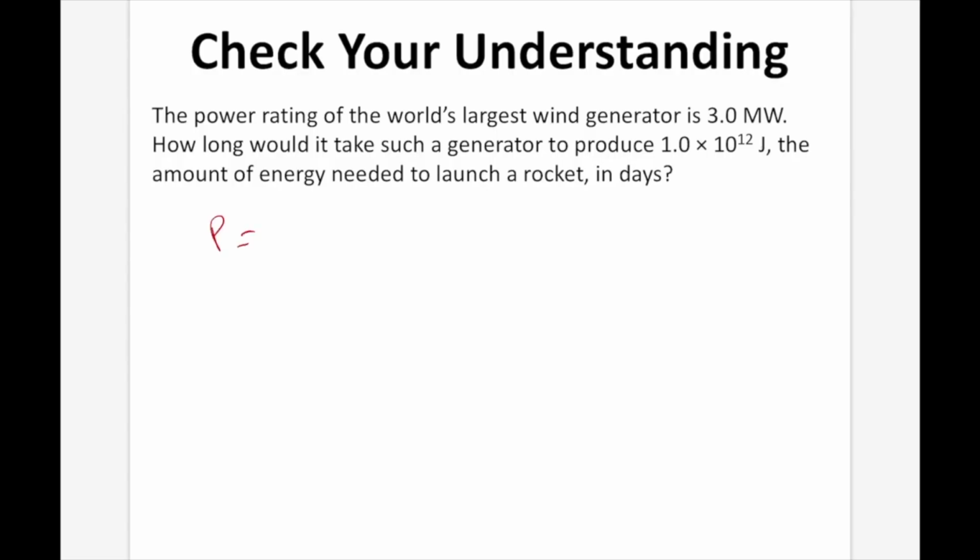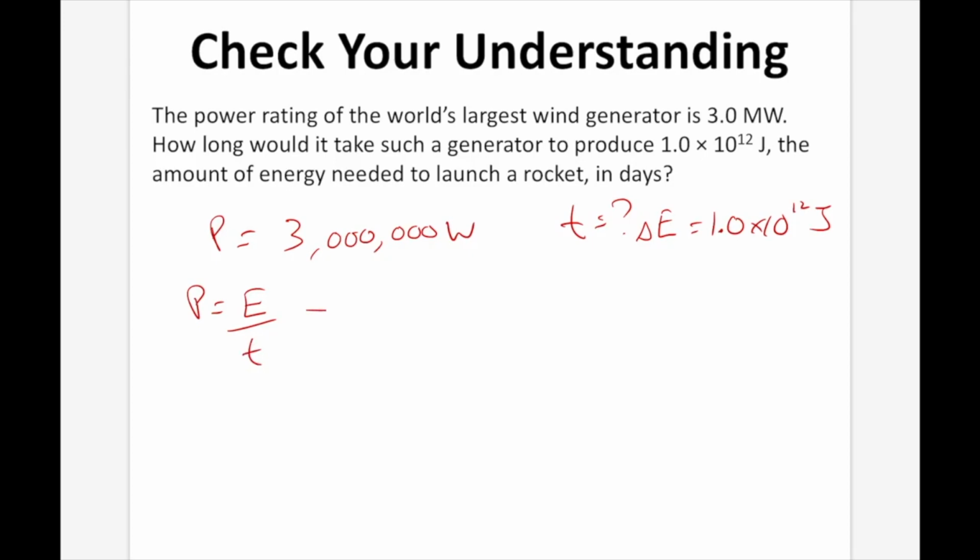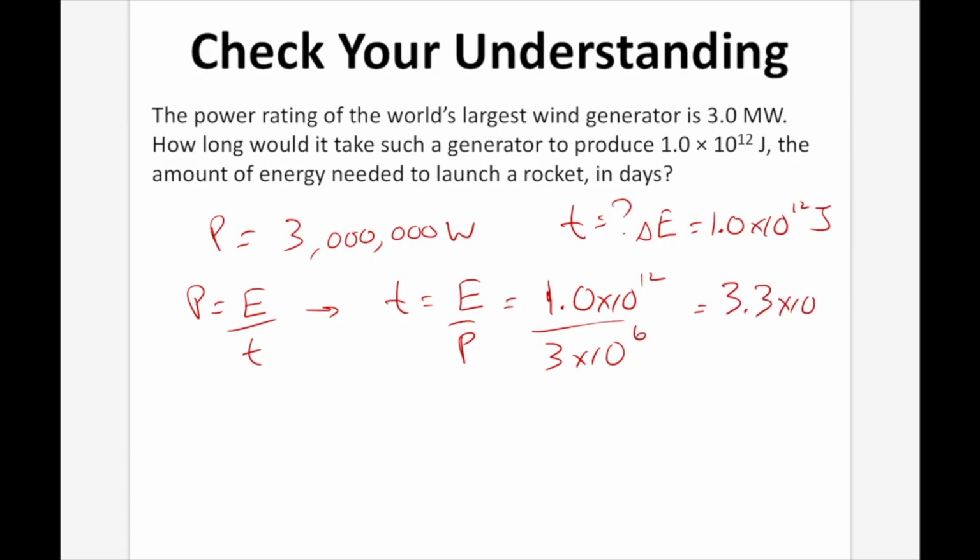So our power is 3 megawatts. That's 3 million watts. Time is our question, and our E is 1.0 times 10 to the 12 joules. P equals E over T. T is going to equal E over P. 1.0 times 10 to the 12 divided by 3 times 10 to the 6 equals 3.3 times 10 to the 5 seconds.